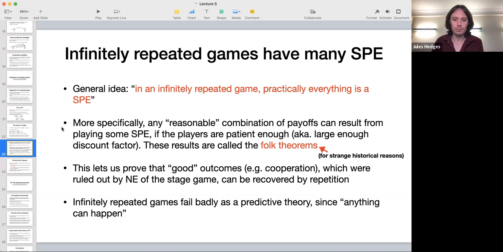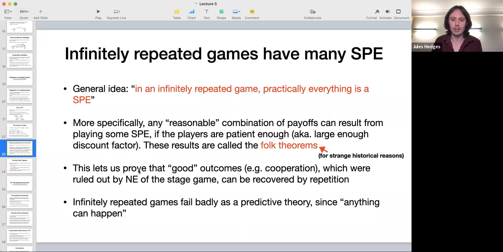To be more precise, almost any payoff can be the payoff from a subgame perfect equilibrium. And to be even more precise still, any reasonable combination of payoffs, where I'm going to define what this means on the next slide, can be the result of playing some subgame perfect equilibrium as long as the discount factor is high enough. And there are theorems which are called the folk theorems for slightly historical reasons, which make this precise.